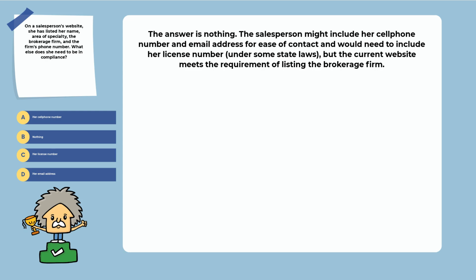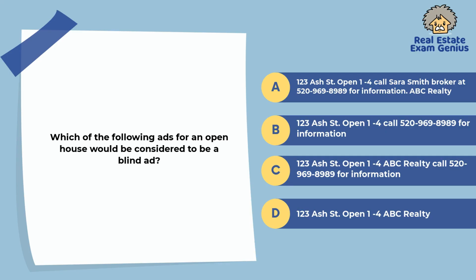The answer is nothing. The salesperson might include her cell phone number and email address for ease of contact and would need to include her license number, but the current website meets the requirement of listing the brokerage firm.